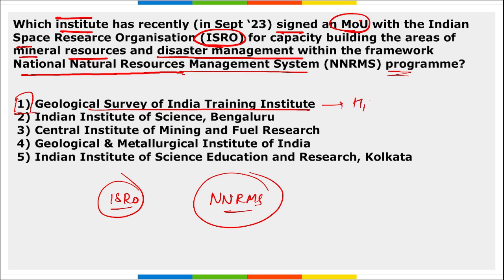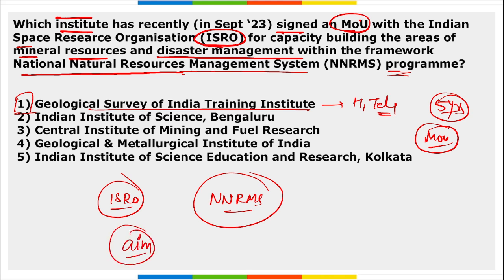This is located in Hyderabad, Telangana, and they have signed this 5 years MOU with ISRO, correct, in Bangalore, Karnataka, as a part of their National Natural Resource Management System. What will be the primary objective or the aim of this MOU? It is capacity building through the generation of skilled workforce in the application of digital imaging and processing of system. And in which field? In the field of mineral exploration, right?